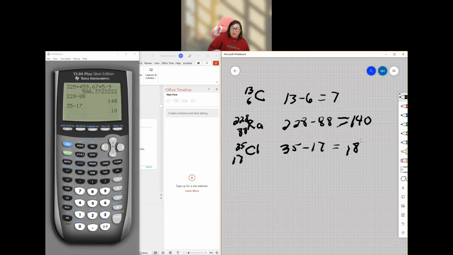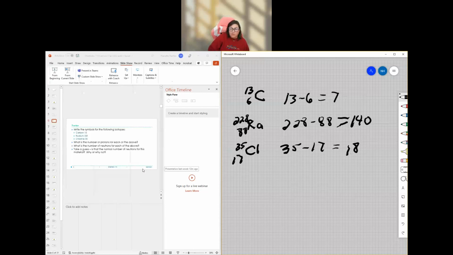So we talked about what is the number of protons for each of these. Well, carbon is number 6, so it has 6 protons. Radium is number 88, so it has 88 protons. Chlorine is number 17, so it has 17 protons. So, number of neutrons for each of the above. 13 minus 6 is 7. 228 minus 88 is 140. 35 minus 17 equals 18.